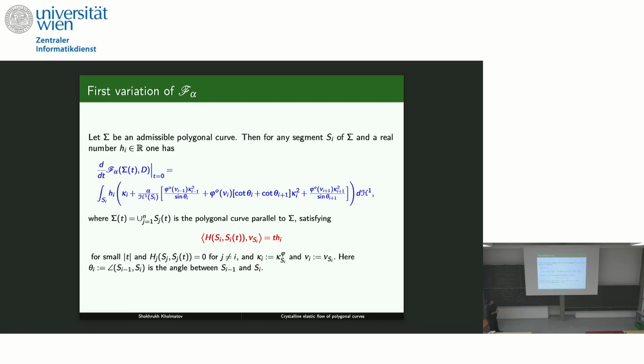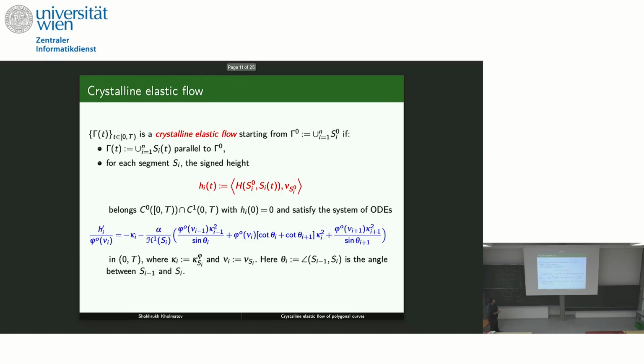And accordingly, I define my flow exactly by velocity. So this is time velocity, if you remember. And this time velocity equals minus first variation of my energy. And here I put some strange weight. This is usually done in order to have Wulff shapes evolve self-similarly.